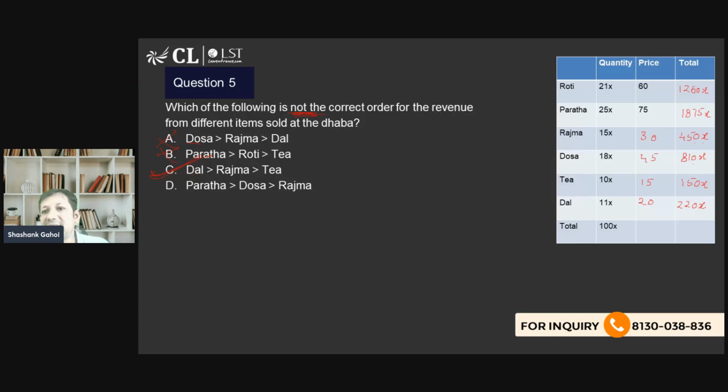So whenever you have these kinds of questions, just create a quick table and figure out what the values are in terms of x, and after that solving 5 questions will be just a piece of cake. Solving these kinds of questions is never going to be very difficult.